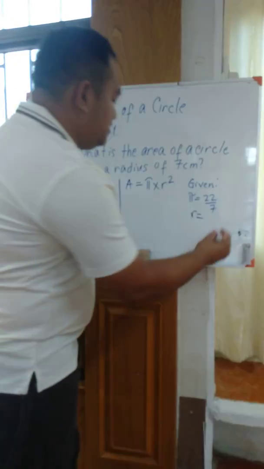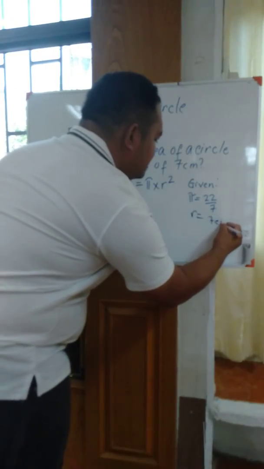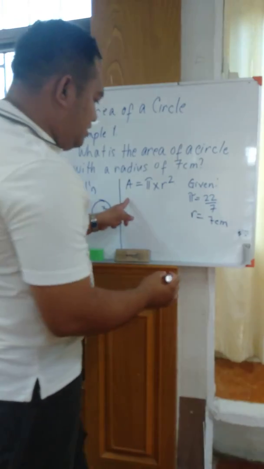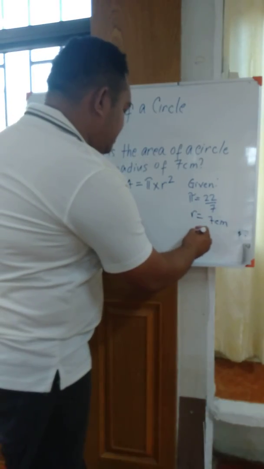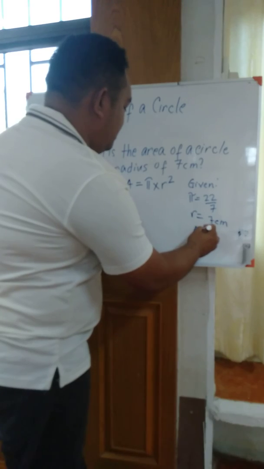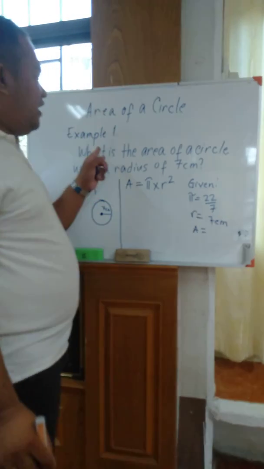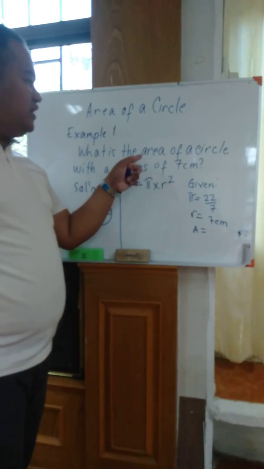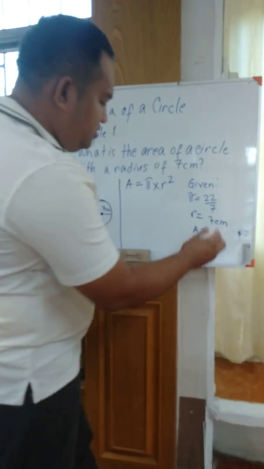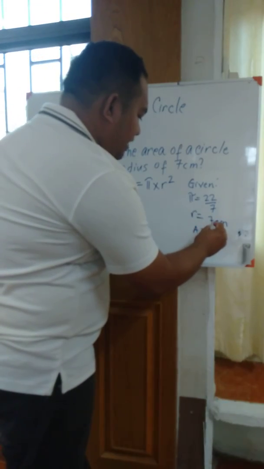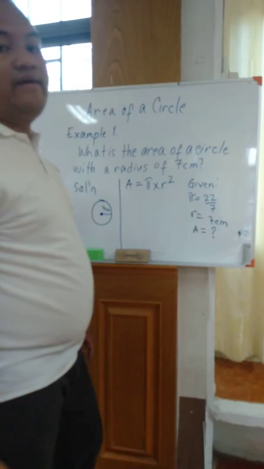Next, so we have pi is equal to 22/7, and then we have r, which is the radius. So the value is 7 centimeters. And we have area. Since we are obviously looking for the area, you can leave that as a question mark.